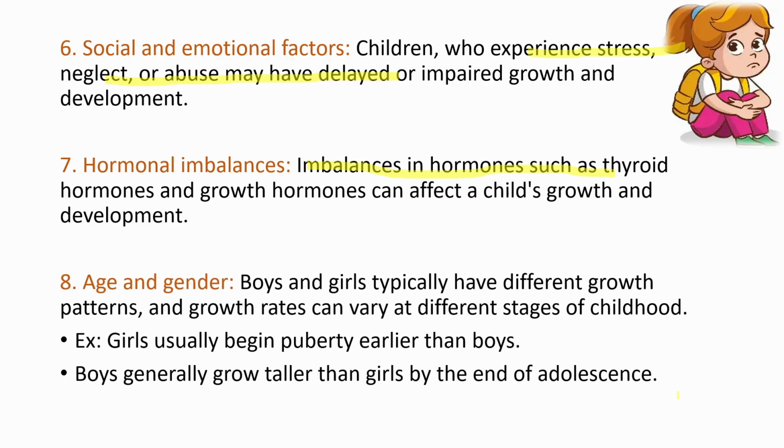Boys and girls grow differently, at different rates. For example, girls usually start puberty earlier than boys, and boys generally grow taller than girls by the end of adolescence. So a child's age and gender naturally influence how and when they grow.